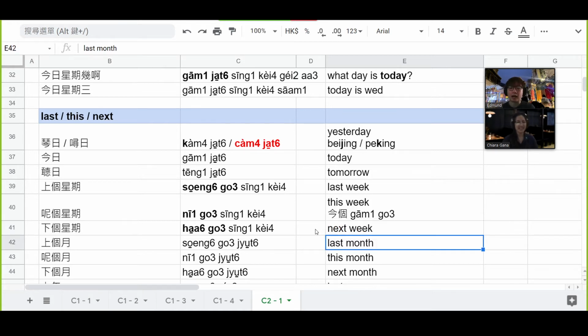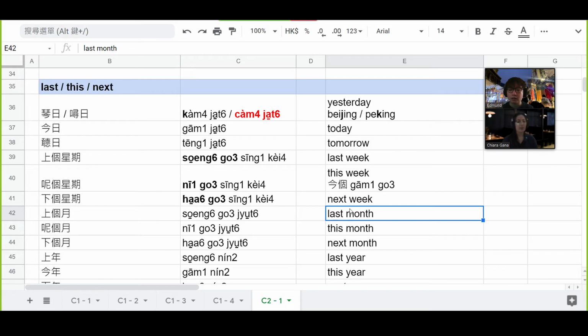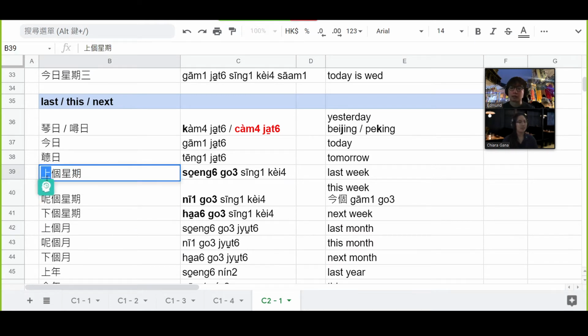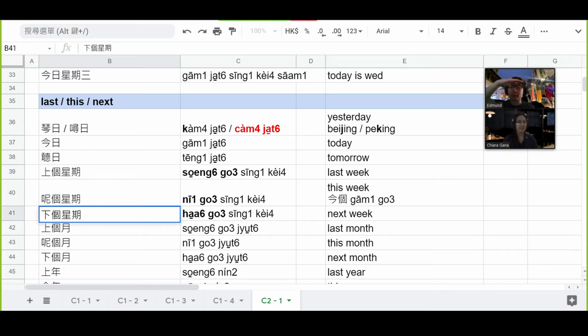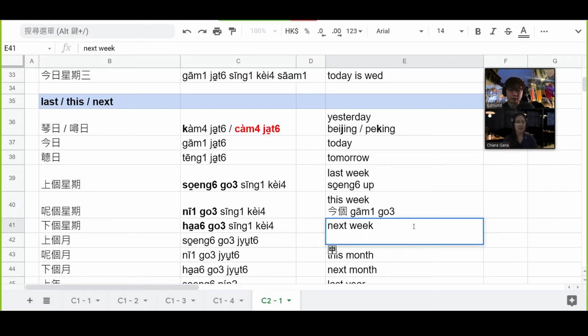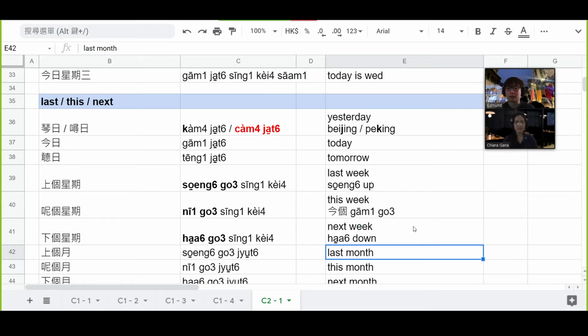Okay, for next week will be 下個星期. If you look at the character, this 上 is like aligning with something above. This means up. And then 下 is something down. So 上個星期 is like the upper week, if you check on the calendar. And 下個星期 is the lower week. Just remember that 上 is up and 下 is down. So 上個星期, 呢個星期, 今個星期, then 下個星期.